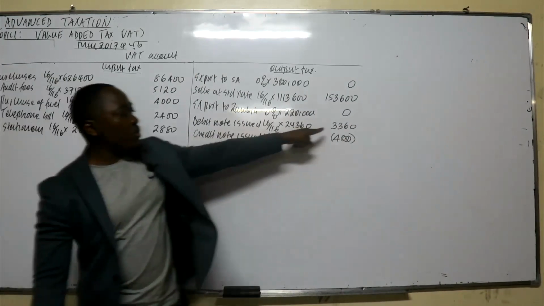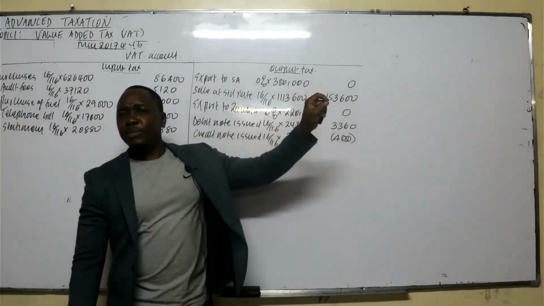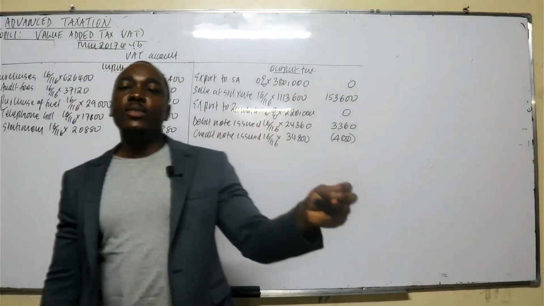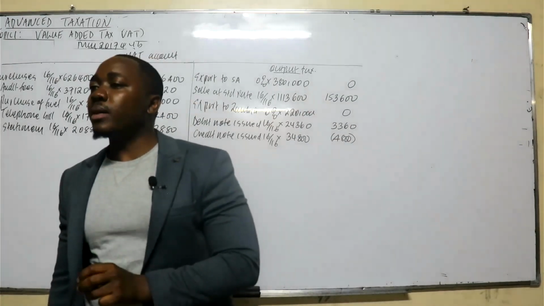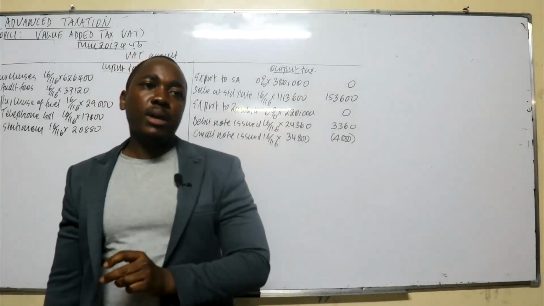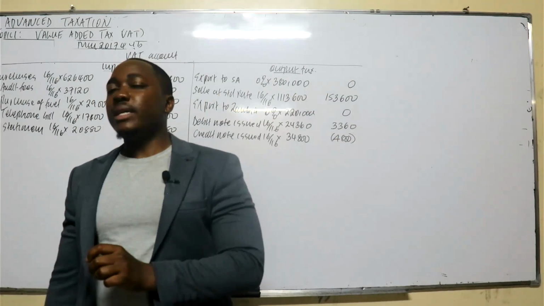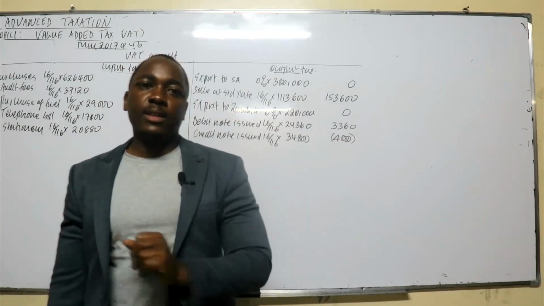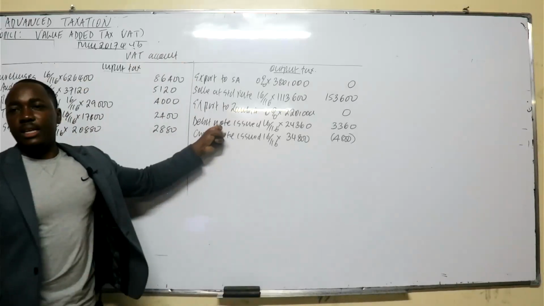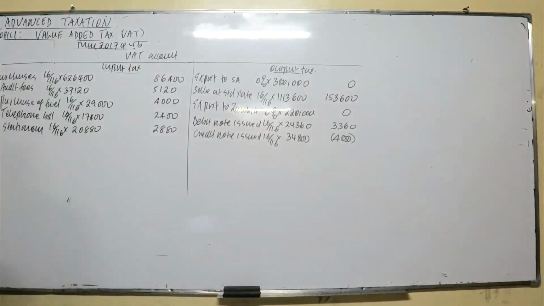Debit note issued, what does it mean? When we issue the debit note, that means we had undercharged our customer. We were supposed to charge him 1,000, but we indicated 900. Then you realize the difference later. That's when you have to issue what? The debit note, correct.